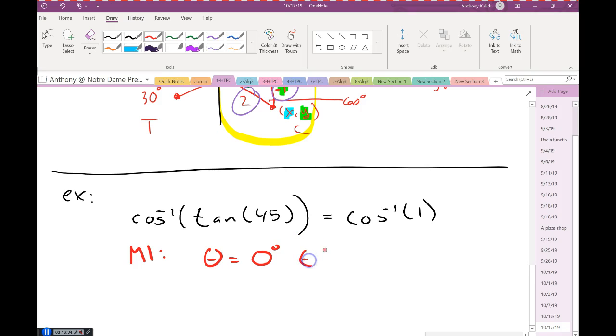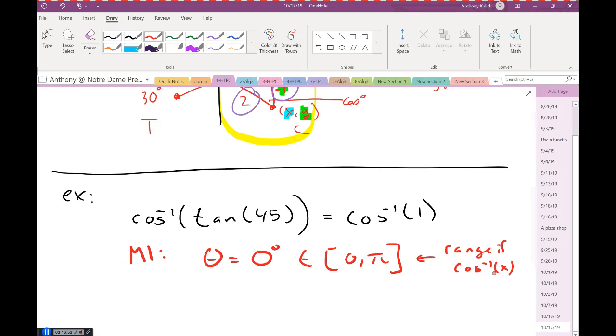And I notice that this is a member of the range of cosine inverse. So we're good. We don't have to do any messing around with that. Olivia? Of course. Does that make sense, what we did there? Yeah. I think it's the same. Yeah.